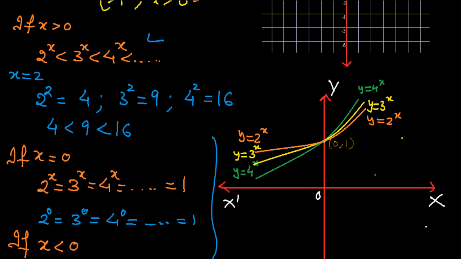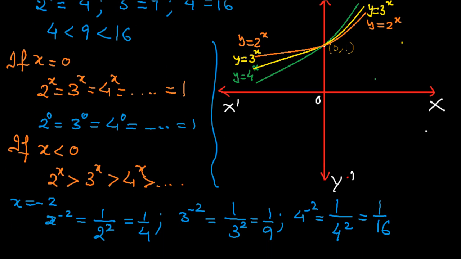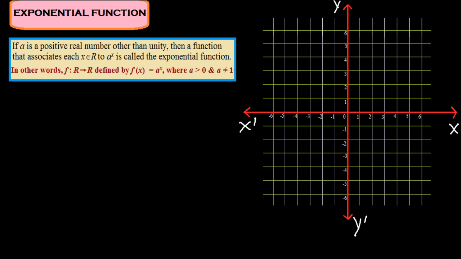Now if x is smaller than 0, on the negative side, you see on the left side here, 2 power x is greater than 3 power x is greater than 4 power x. So in this way we get this graph. This is the way to form the graph of an exponential function if a is greater than 1.